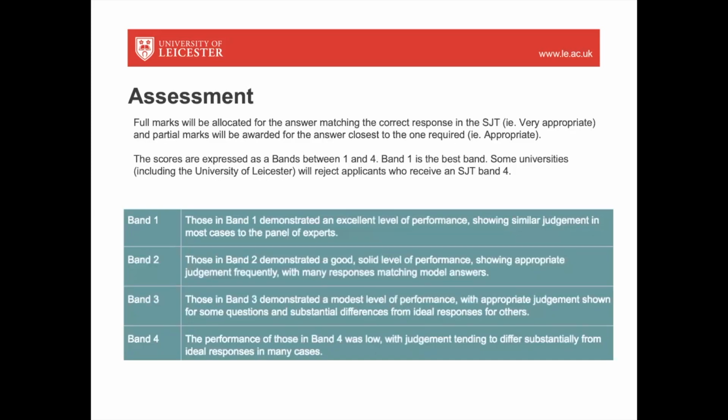So in terms of the assessment of this section, the SJT is marked slightly differently to the other sections. Instead of being given a numerical score, you are going to be allocated a band based on how many of your answers matched correctly or were partially correct. There are 4 bands you can get, with band 1 being the highest scoring band and band 4 being the lowest. Some universities will unfortunately reject applicants who have an SJT band 4, regardless of your other score.